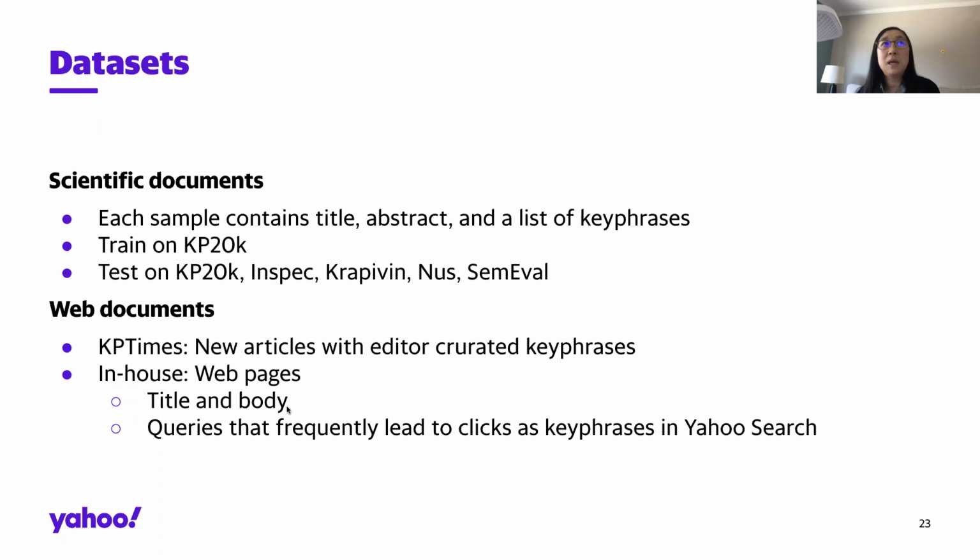And the keywords for each page are the key queries that frequently led to clicks on these web pages from Yahoo search. The assumption is that if a user issues a query and is likely to click on this page, then there is some kind of semantic relationship between this pair. That's why we consider these queries as the ground truth key phrases to generate.